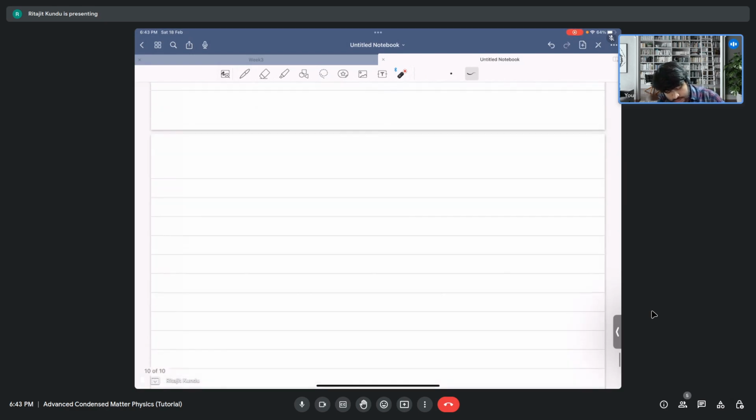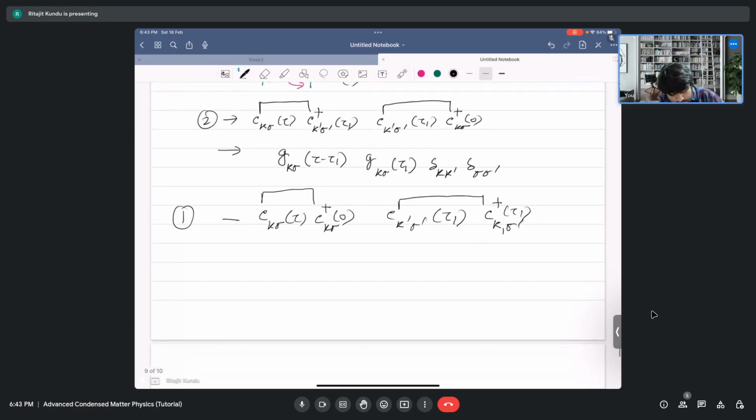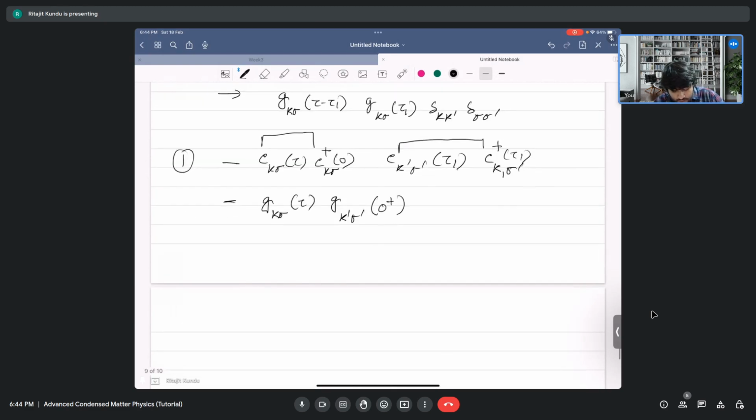Okay, so now you can actually write these Green's functions. Both of these Green's functions initially had a minus, and this being plus. So the Green's function for this is given by G k sigma tau, and this is given by G k prime sigma prime. You see that tau 1 and tau 1 are the same, so this is 0, but because some regularization is there, you just write it as 0 plus, a very small positive number. Okay, so this is your second term. So let's write all of these things together.